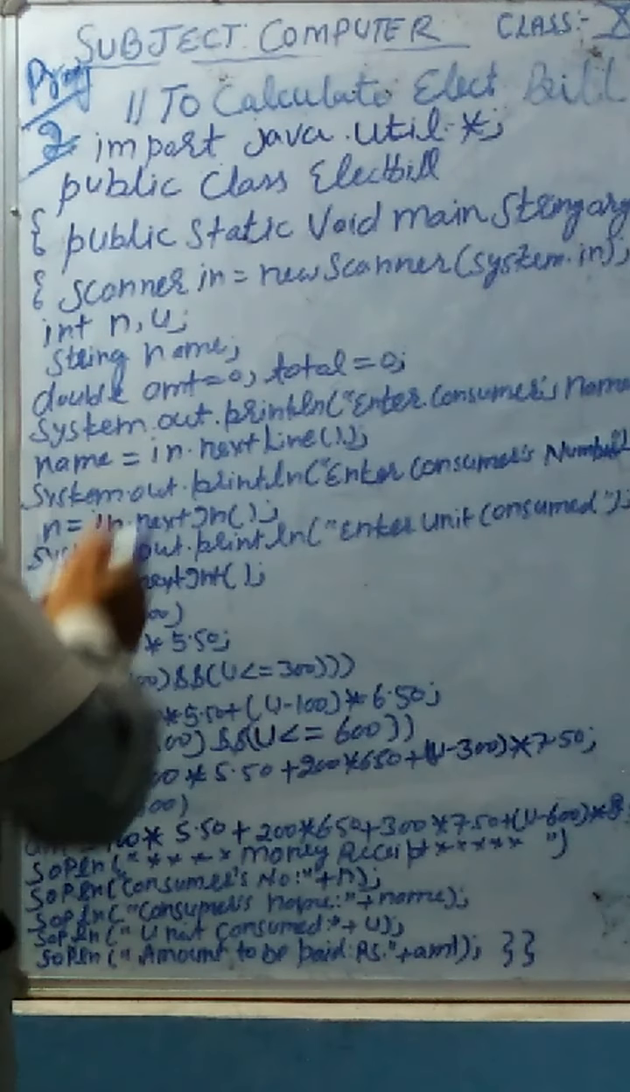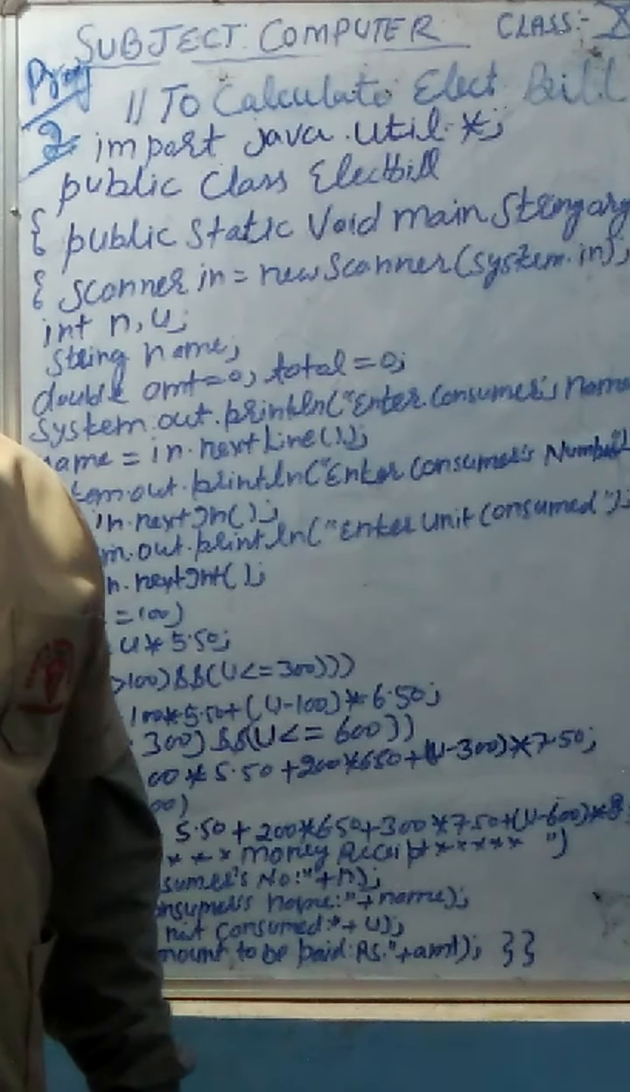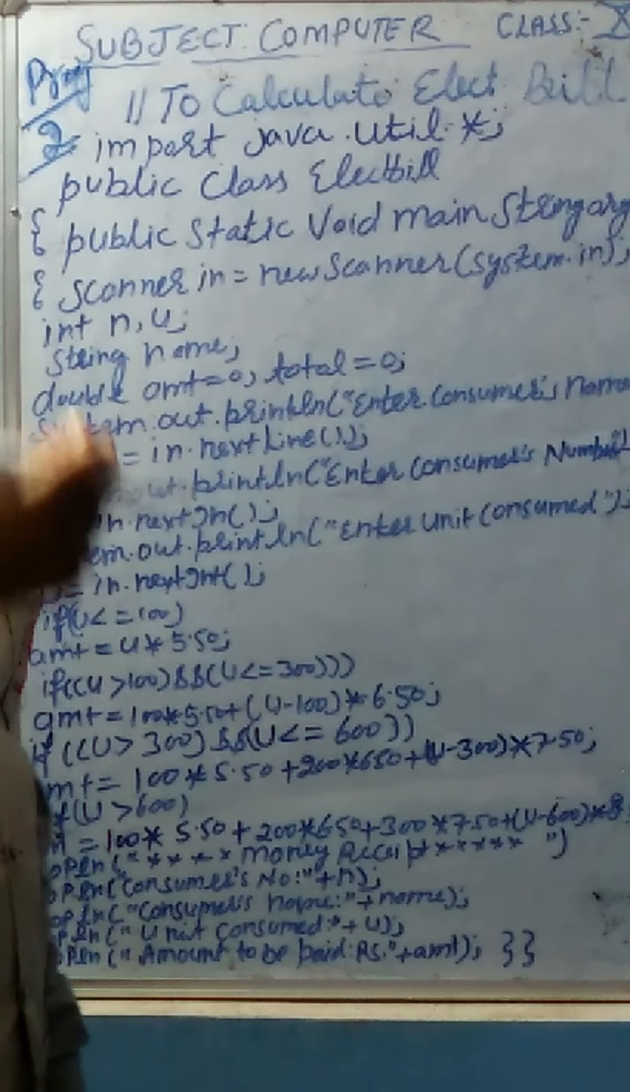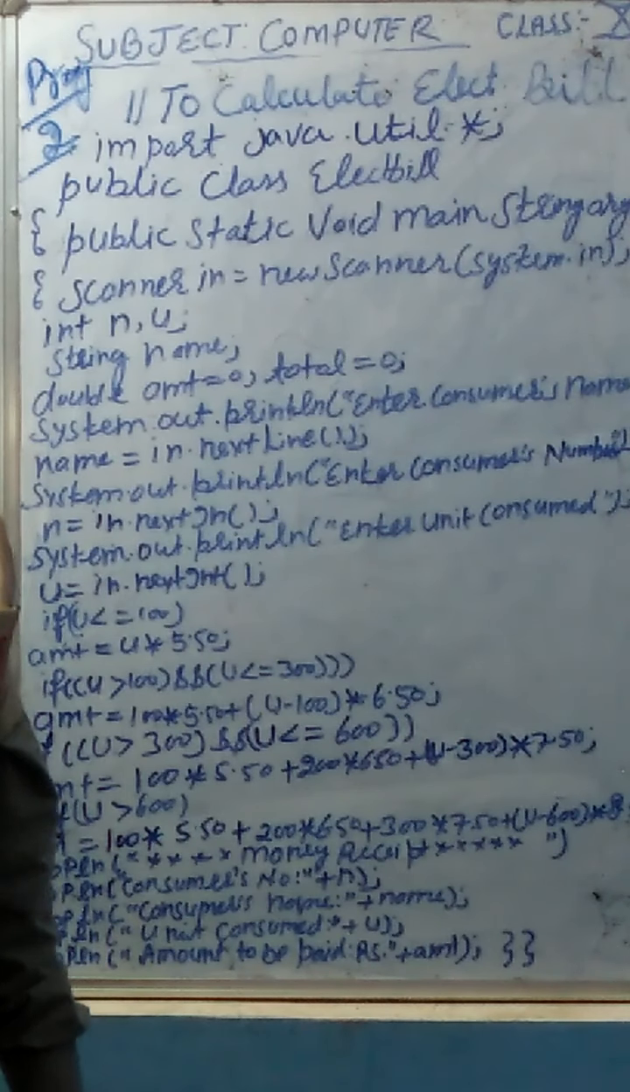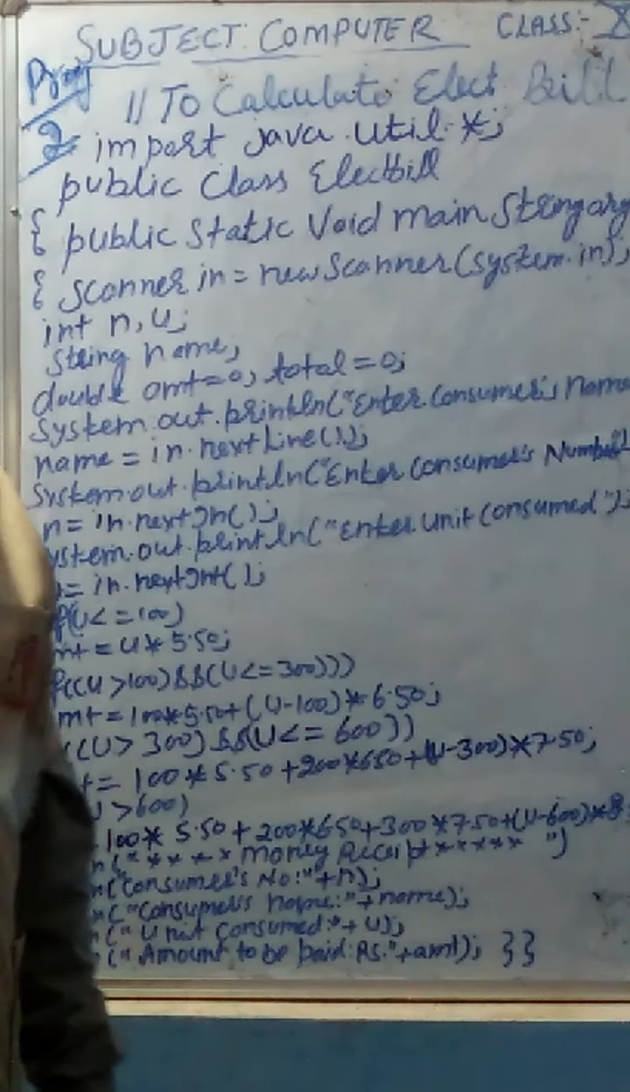Then semicolon. Then we have to print the name of the receipt. When you get the receipt, you will see the consumer name, consumer number, how many units you consumed, and how much money you have to pay.